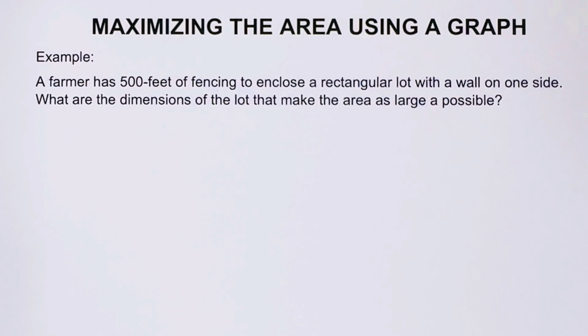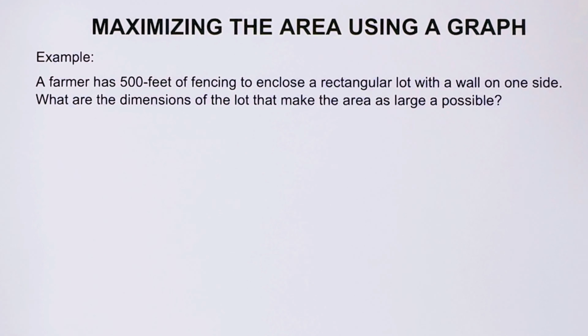Hello everyone. This video will show how to maximize the area using the graphical method. So let's go over this problem right here. A farmer has 500 feet of fencing to enclose a rectangular lot with a wall on one side. What are the dimensions of the lot that makes the area as large as possible?